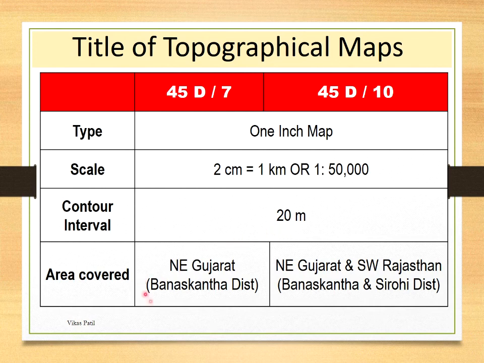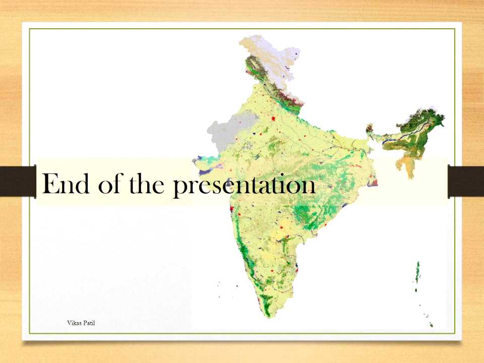The area covered in 45D/7 is the northeast part of Gujarat, just at the boundary of Gujarat and Rajasthan. Whereas 45D/10 covers the northeast Gujarat state boundary and southwest of Rajasthan, which is Banaskantha district and Sirohi district. D/7 covers Banaskantha district. Well, that was about maps.